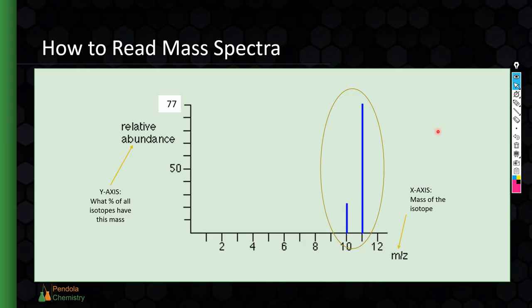Now, what do the peaks themselves represent? The peaks themselves represent an isotope. How far along the x-axis the peak is tells us which isotope we're looking at, so mass number 10, mass number 11 isotope. And then how high the peak is tells us the abundance of that isotope. So we can read this as each peak being one isotope, getting the mass number from the x-axis and the percentage from the y-axis.